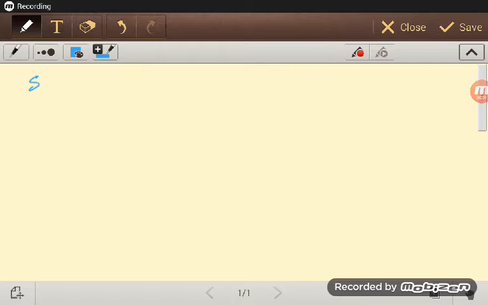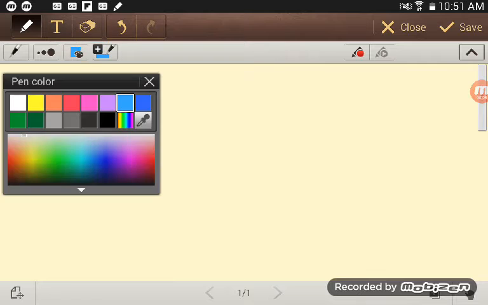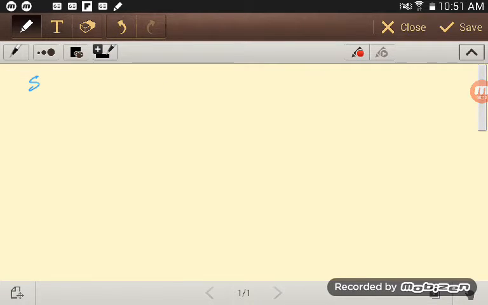Okay, here is, oh, that's blue. I'm going to change that. My grandson was using this, so let's go to black and turn that off.